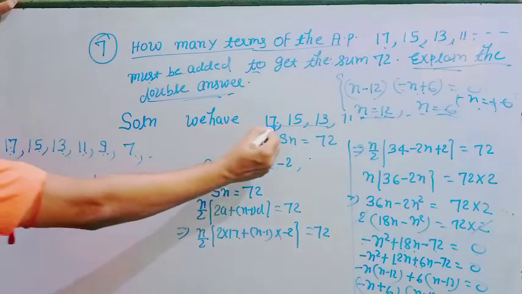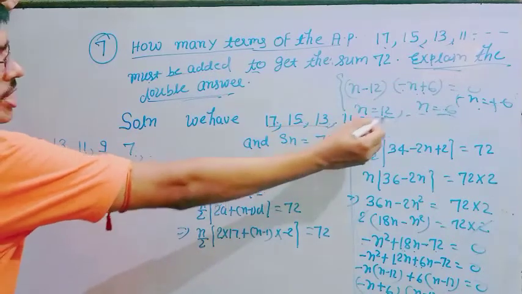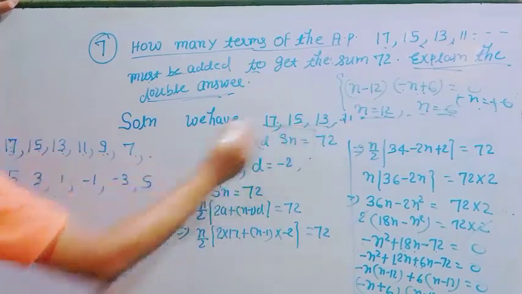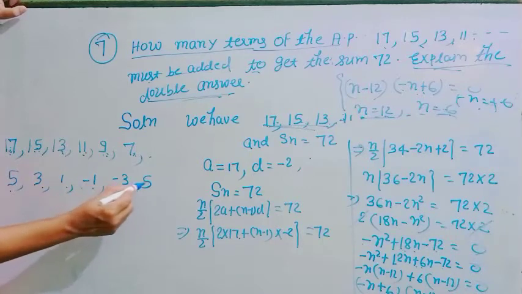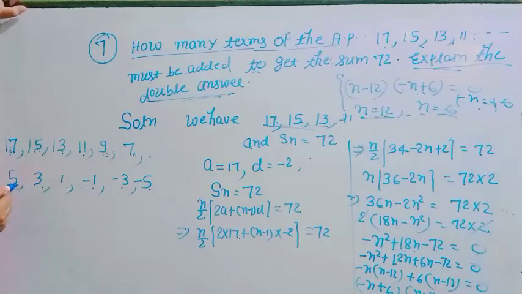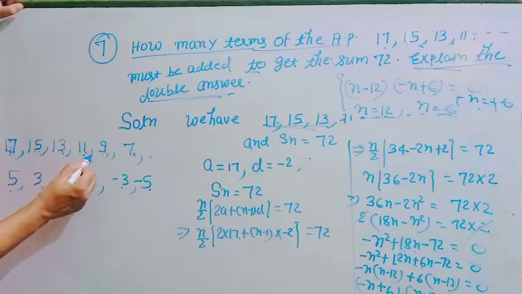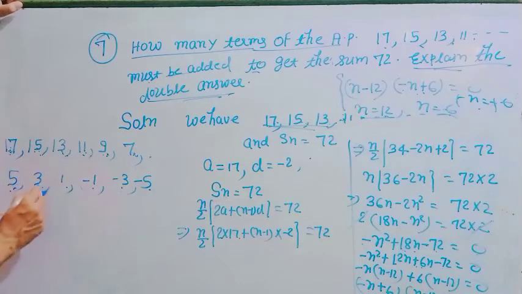We write it in the form of an AP, that is 17, 15, 13, and so on. The AP is given. I write here 17, 15, 13, 11, 9, 7, 5, 3, 1, minus 1, minus 3, minus 5. Because it is in descending order and 2 is subtracted from each term.